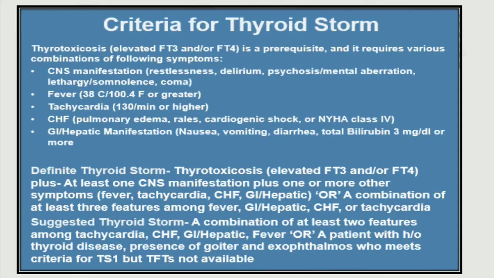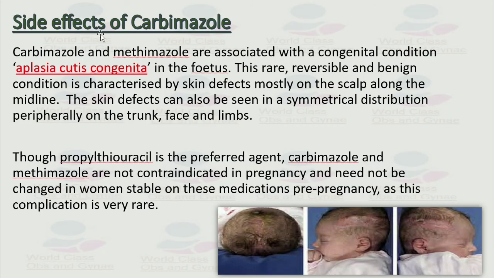Now, side effects of carbimazole. So carbimazole and methimazole are associated with a congenital condition, aplasia cutis congenita, in the fetus. This rare, reversible and benign condition is characterized by skin defect mostly on the scalp along the midline. The skin defect can also be seen in symmetrical distribution peripherally on trunk, face, and limbs.